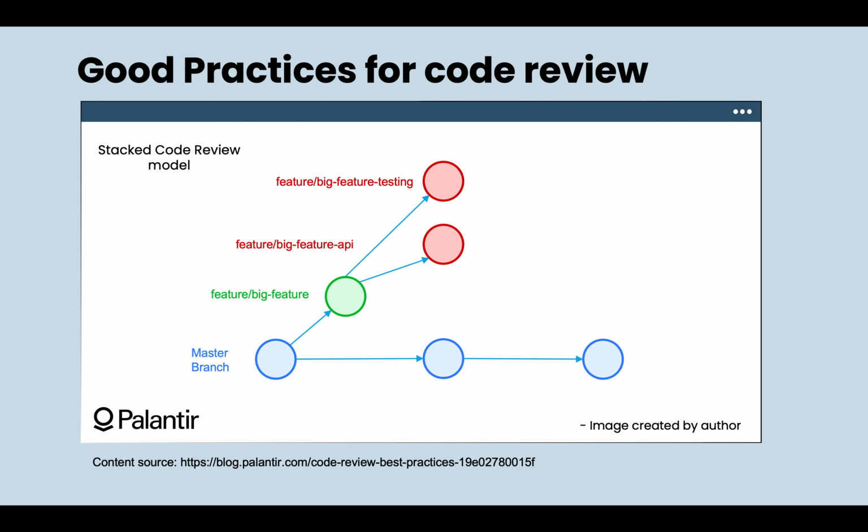Once all these secondary branches are merged into the feature big feature branch, then we can proceed to create a code review for merging the big feature branch into the mainline branch. I would say we can imagine these techniques sort of like a divide and conquer approach.